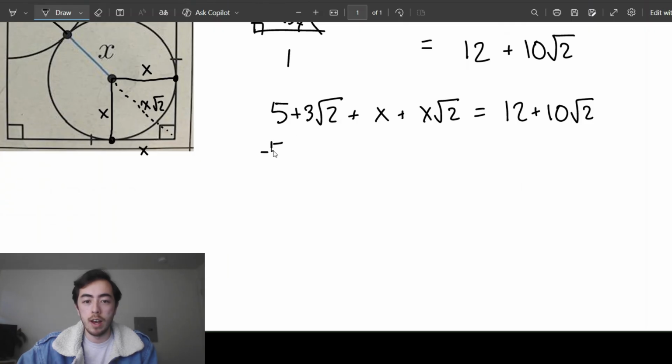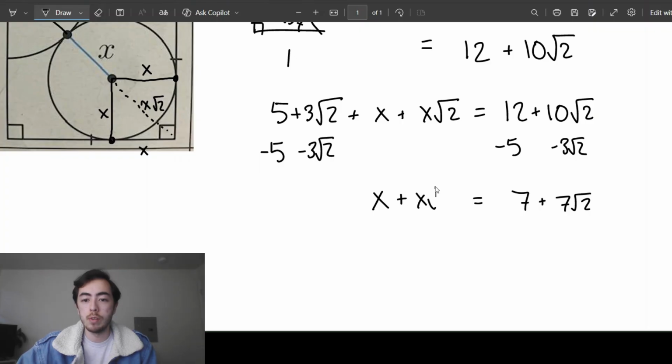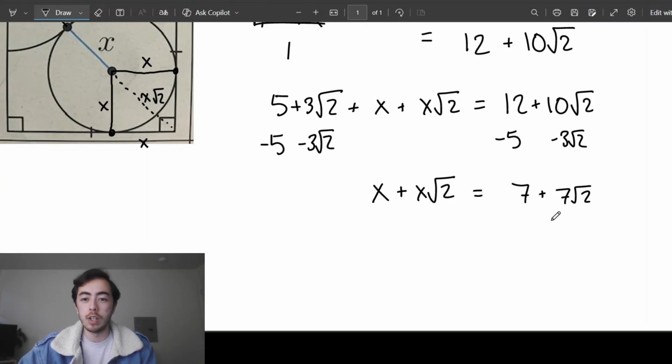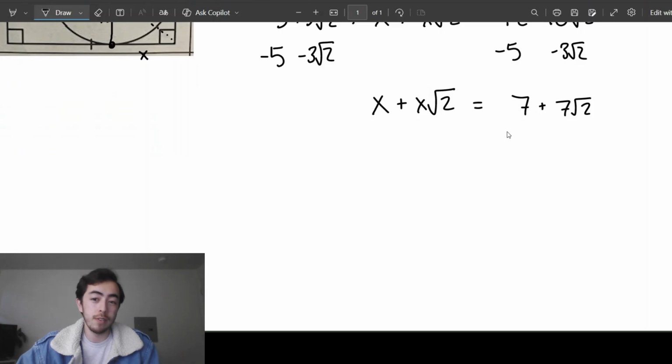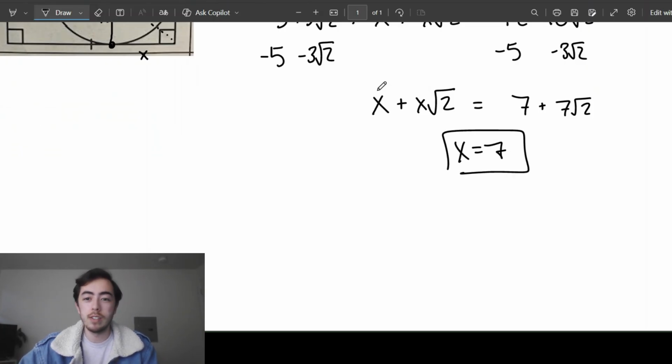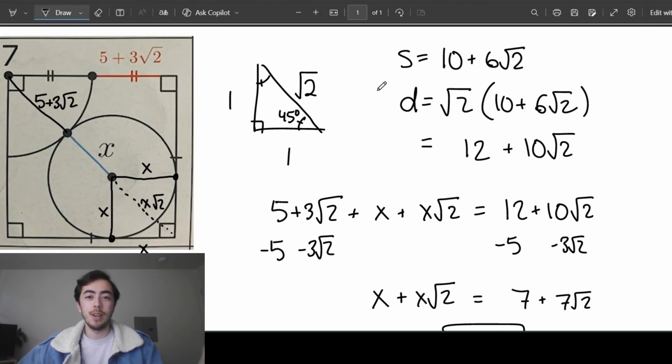And maybe let's collect up the like terms. I could subtract 5 from both sides, so we get 7 here. I could subtract 3 root 2 from both sides, so we get 7 root 2. And then now we're comparing 7 plus 7 root 2 to x plus x root 2. And then here it's pretty clear to see that we can substitute in a 7 for x, and then we get our solution. So x is 7. That is how I would solve it, and we're all done.